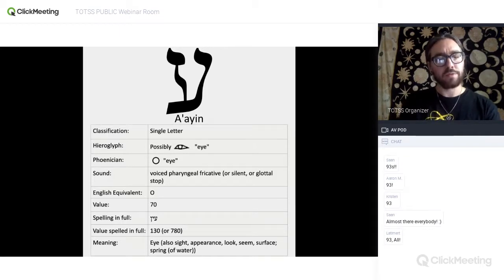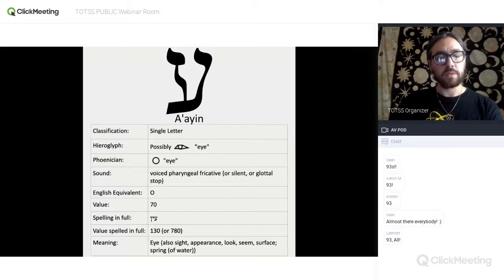All right, so our value spelled in full is 70 plus 10 plus 50, or 130. If we use the final value of nun as 700 plus 70 plus 10, that's 780. Both very interesting numbers, worth looking into, but I don't think anything really needs to be said more here.